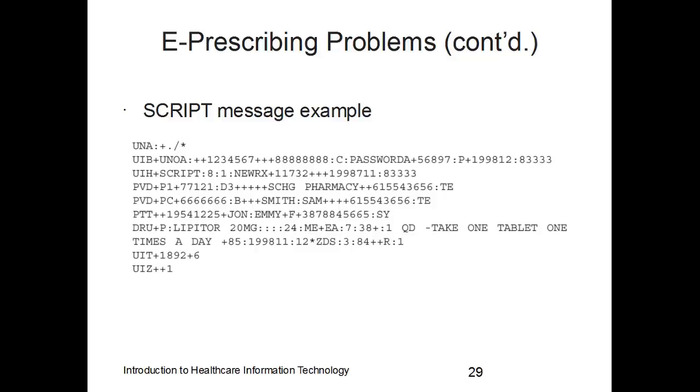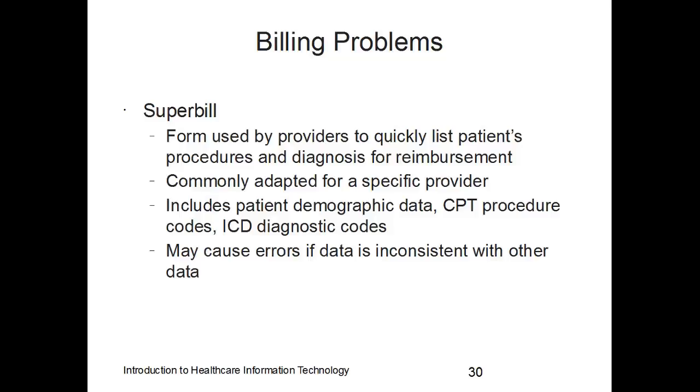In this image we have an example of how a script message would look. This is the pharmacy that the message was sent to, the patient, the drug that was prescribed, and the directions. When it comes to billing problems, a form that's typically used by providers is something called the super bill.